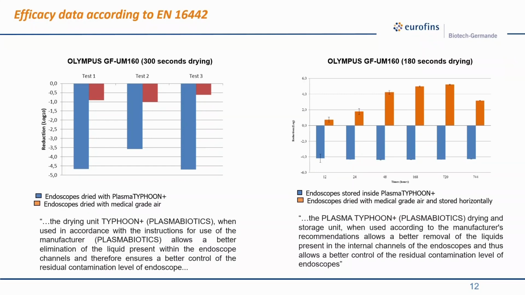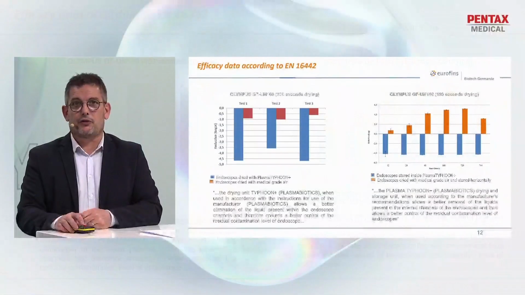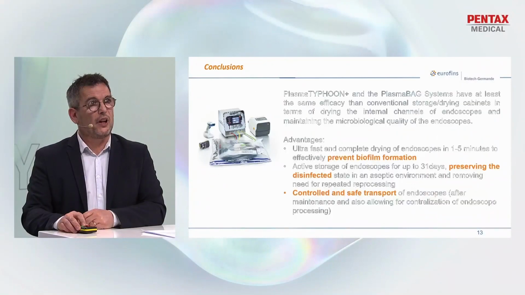On the opposite, if the endoscopes are only dried with medical grade air and stored horizontally, we observe a huge growth of bacteria inside the channel, and we demonstrate clearly an increase in the contamination of up to 4 logs. So another time, this test clearly demonstrates the interest of such a system.